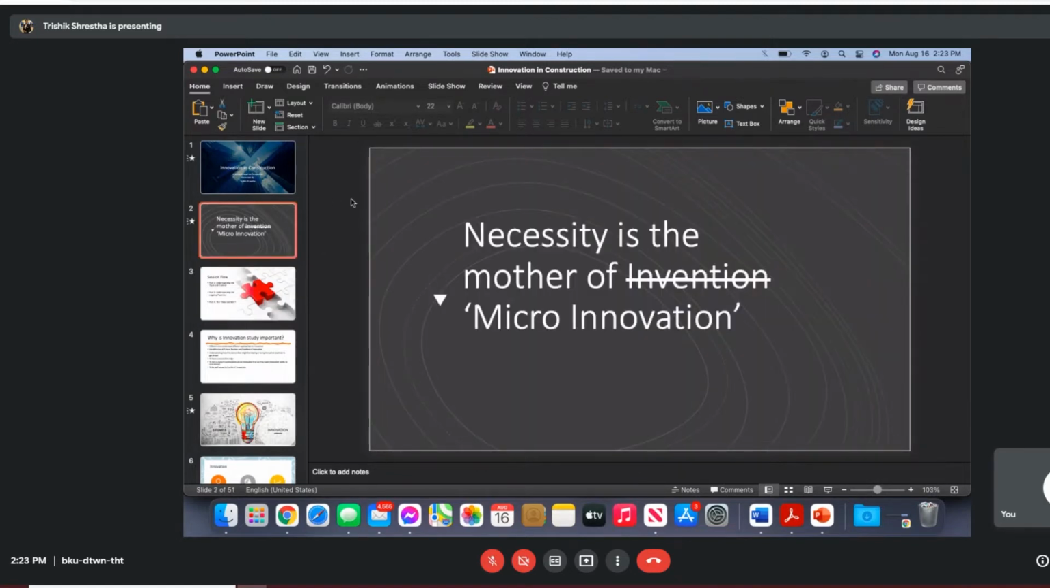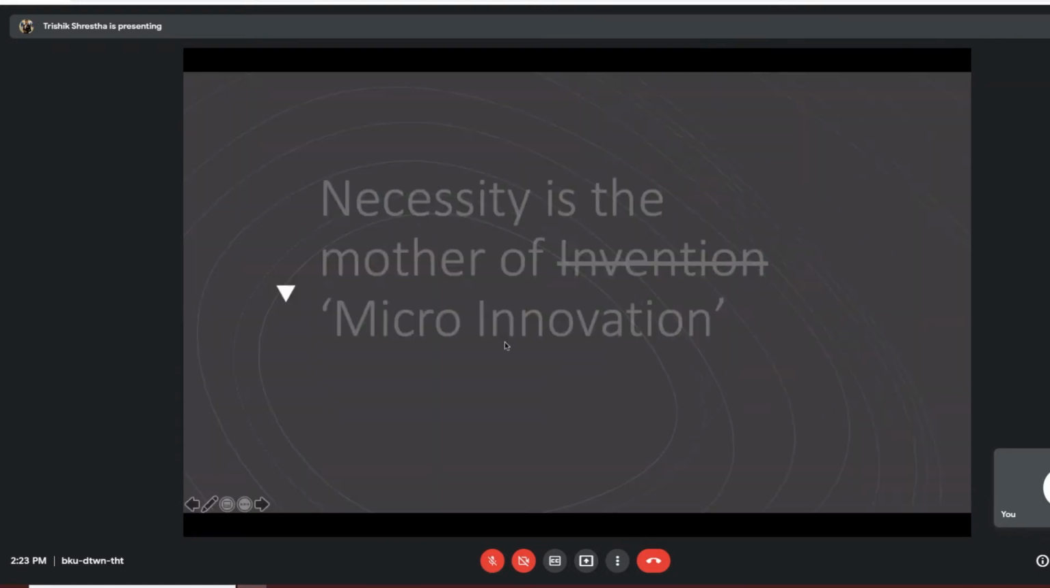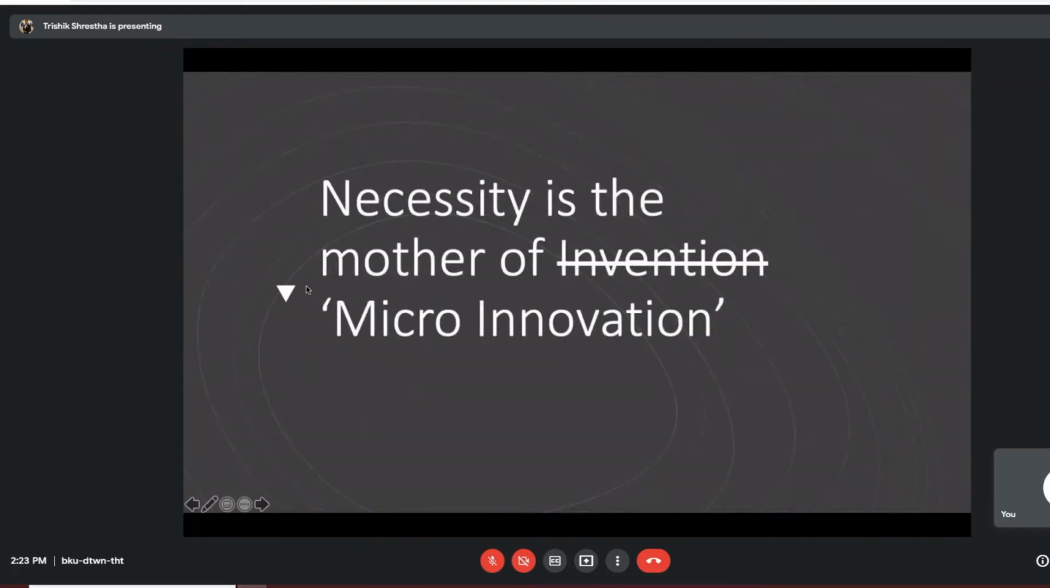So the first thing that I want to say is that we've all heard this term, necessity is the mother of invention, right? I would like to take that statement a bit further and say that necessity is actually the mother of micro innovation. By the end of today's guest lecture, you will perhaps understand why necessity is in fact the mother of micro innovation. It's not that it's not the mother of invention, but to be more specific, you will understand why it is actually the mother of micro innovation, right?